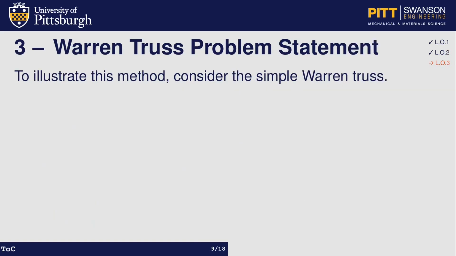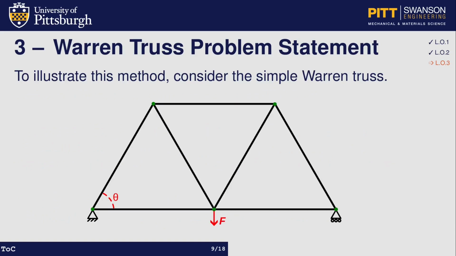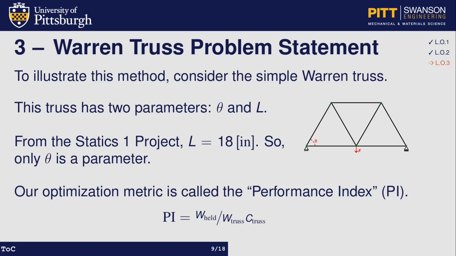To illustrate this particular method, we'll consider the simple Warren truss given here. It's pinned at one side and it has a roller at the other, and we're just going to consider a singular nodal force at the center there. Now, this truss has two parameters, technically, the angle theta, which is called out, and the length L between the two supports. In the Statics 1 project, that length is fixed, so we won't consider that as a parameter.